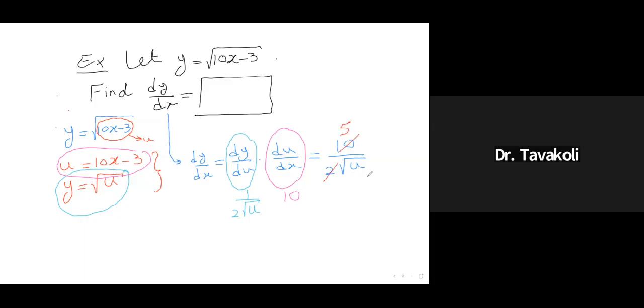And in the last step, I need a back substitution because the original function was given in terms of a variable x. My answer should be in terms of x. But that's easy because we know that u is 10x minus 3. So that's going to be 5 over radical 10x minus 3. And that's the final answer that should be typed in here.